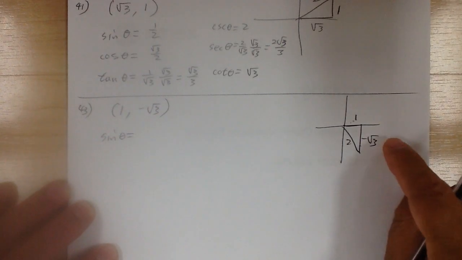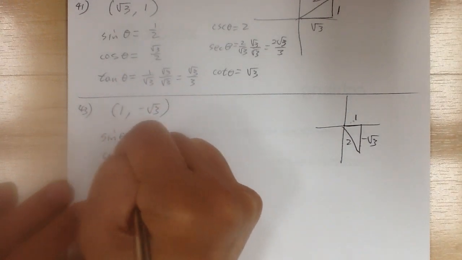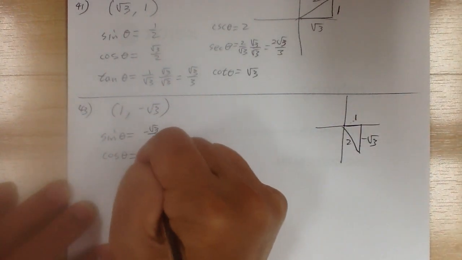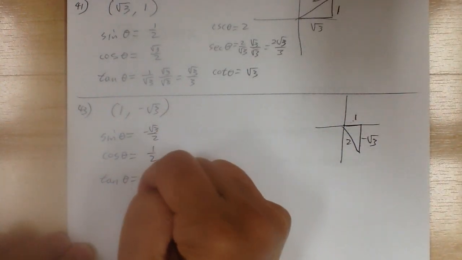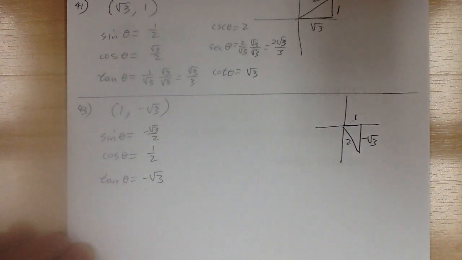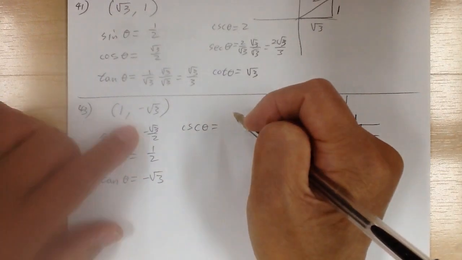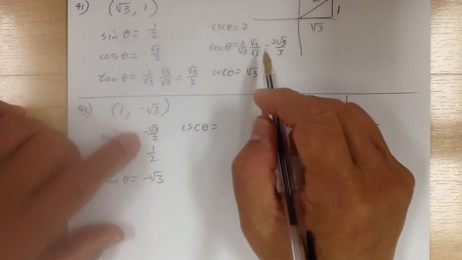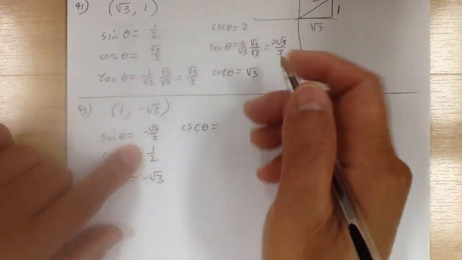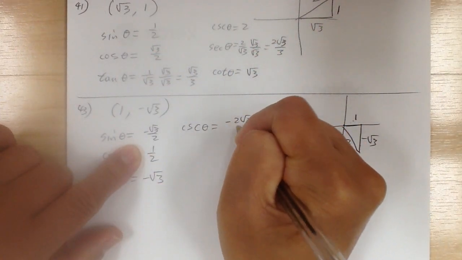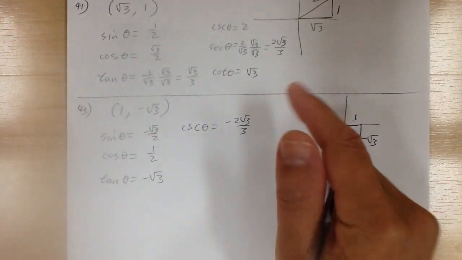So sine is this over this, would be negative square root of 3 over 2. Cosine theta equal to this over that would be 1 over 2. Tangent theta equal to sine over cosine, so it would be negative square root of 3 over 1. And then after that, you just go ahead and take the reciprocal. So when you flip it over, it's like this one here. So you will have just negative. So it will be negative 2 square root of 3 over 3. Right? So you can use that because these are the same, except it's negative.